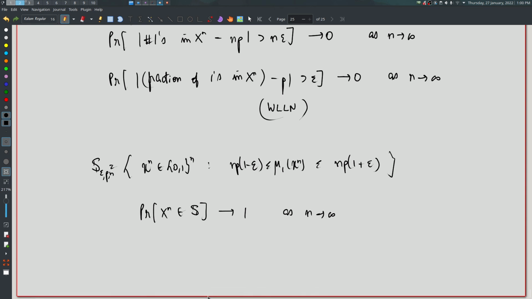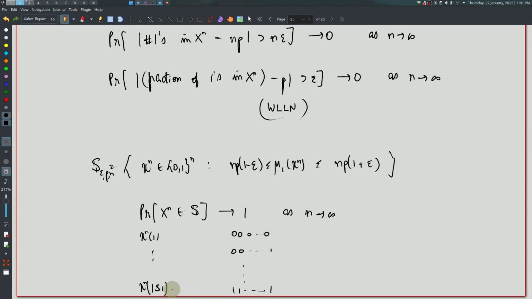So the question is, how many sequences are there in this set, right? So maybe I list all possible sequences in this particular set. So list all sequences x^n(1) up to x^n(|S|). There are a certain number of sequences, and for each of these I will assign a code word of the same length. So 0 of a k length code, 1, and so on, all the way up to 1, 1, 1.